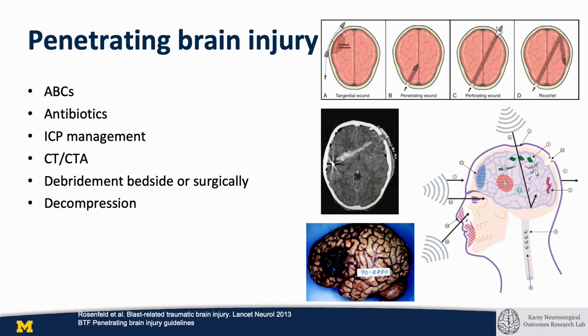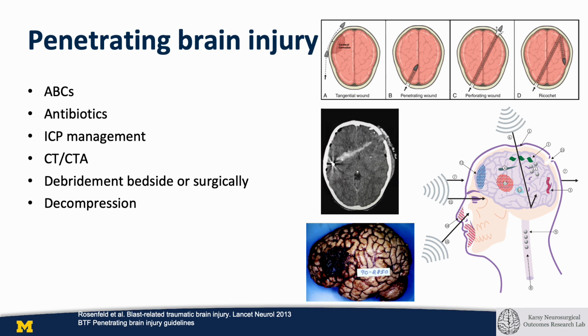Penetrating brain injury is another entity that neurosurgeons treat. These can occur from a variety of injuries, including bullets, knives, shrapnel, explosions. Any kind of injury can occur. The most important thing with any penetrating injury first is the ABCs, maintaining a patient and protecting their airway, maintaining the hemodynamics. Antibiotics started early are important to help prevent infection. ICP management, similar to any other type of brain injury. CT and CTA imaging to identify what is the injury pattern, or is there vascular injury as well.